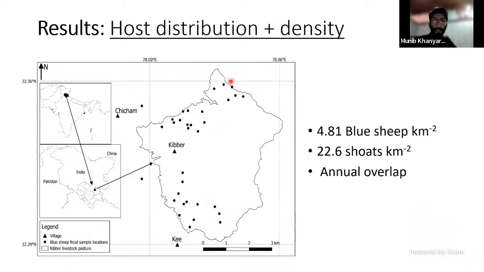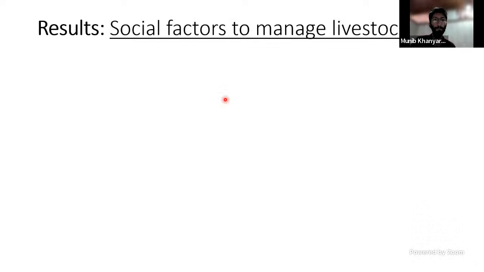So essentially, it's this area that both the livestock and the blue sheep are using year in, year out, having what's called co-grazing of pasture. We also found that blue sheep were at much lower densities, about 5 blue sheep per square kilometer, than sheep and goat, which were at around 22. So just keep that in mind in terms of the volume of feces coming out of each host and potentially how many parasites they might be contributing to this co-grazed pasture around Kibber.